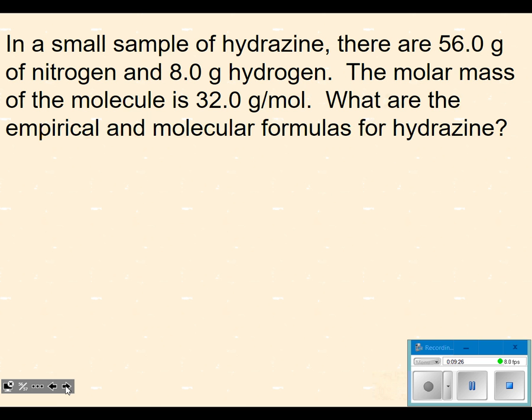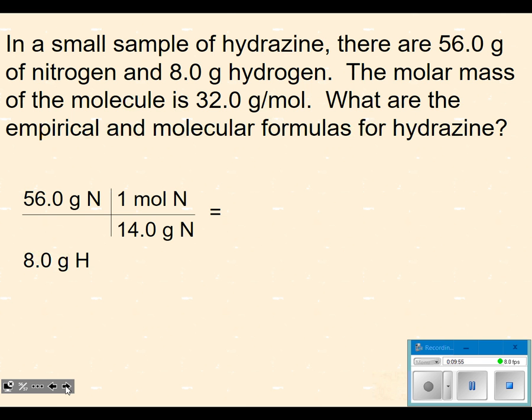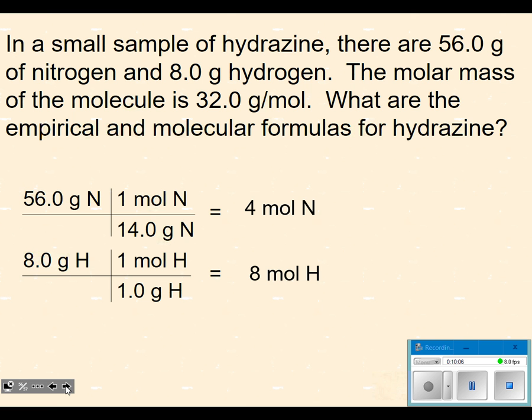All right, here's another example. I have a small sample of hydrazine, and there are 56 grams of nitrogen and 8 grams of hydrogen. The molar mass of this molecule is 32 grams per mole. I want to know the empirical and molecular formulas. So a percent to mass. Well, I don't have percentages. I automatically have masses. So now I want to do mass to moles. So I have 56 grams of nitrogen and 8 grams of hydrogen. I know that there are 14 grams for every 1 mole of nitrogen, which when I do my dimensional analysis would give me 4 moles of nitrogen. I know that there's 1 gram of hydrogen for every 1 mole of hydrogen. So that would give me 8 moles of hydrogen.